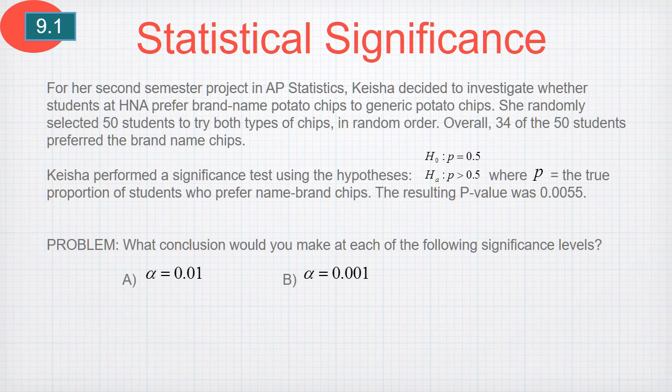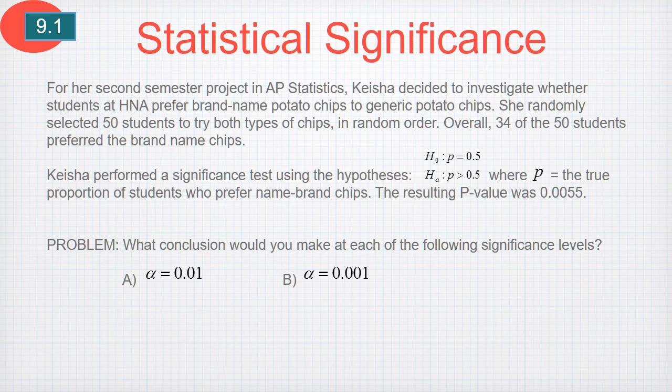Okay, so here's an example. For her second semester project in AP Stats, Keisha decided to investigate whether students at H&A prefer brand name chips to generic potato chips. She randomly selected 50 students to try both types of chips in random order. Overall, 34 of the 50 students preferred the brand name chips. Keisha performed a significant test using the hypotheses.